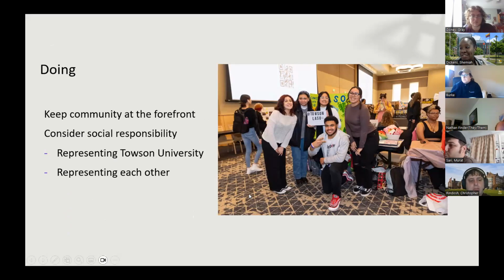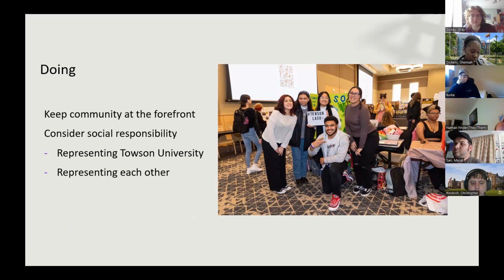And then last, but definitely not least, the doing portion. So as we have had the conversation about relational leadership, there's this idea of the purpose is in the middle. And so as we move towards keeping community at the forefront, but also, you are an organization that is a part of a bigger community of Towson University.